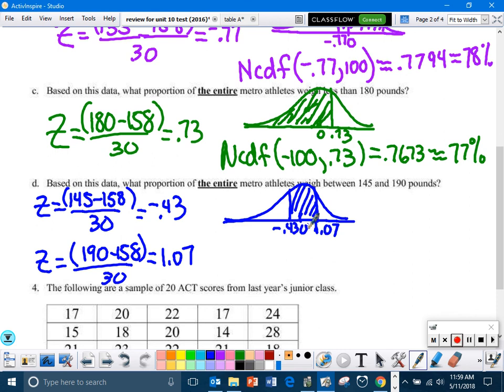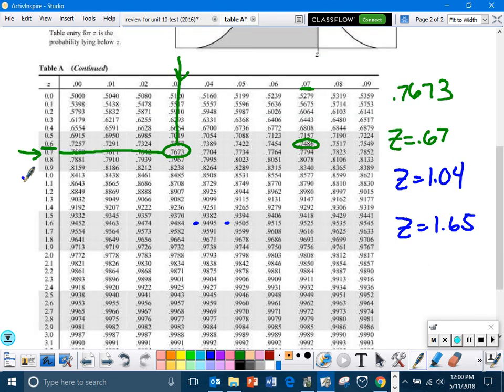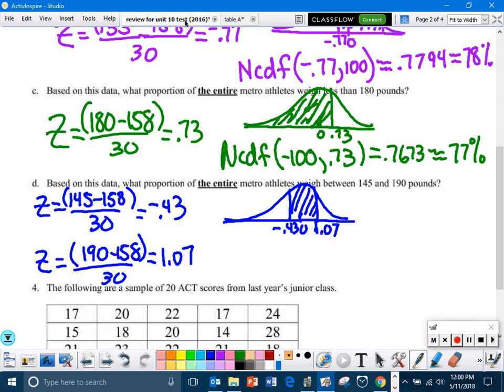Now, if you're using your table, you're going to have to find both of those. Start with the big one first. So I'm going to go to the 1.07. Okay, that's 0.8577, so I'm going to write that down. Then I'm going to look up the other one, the negative 0.43.